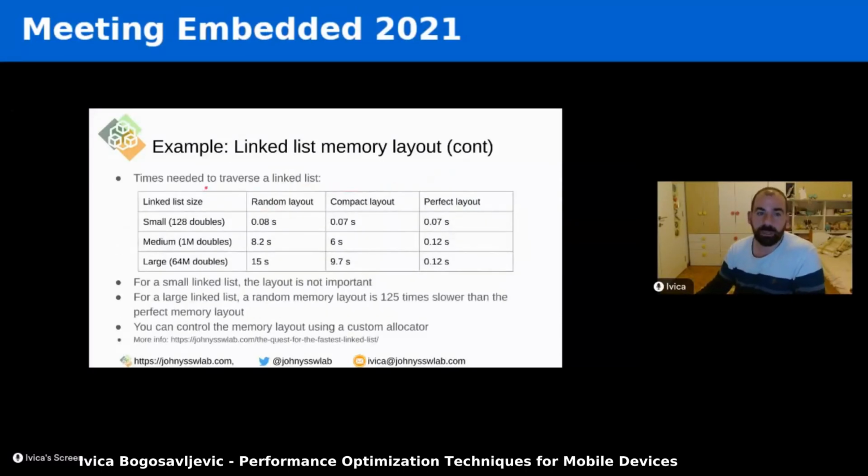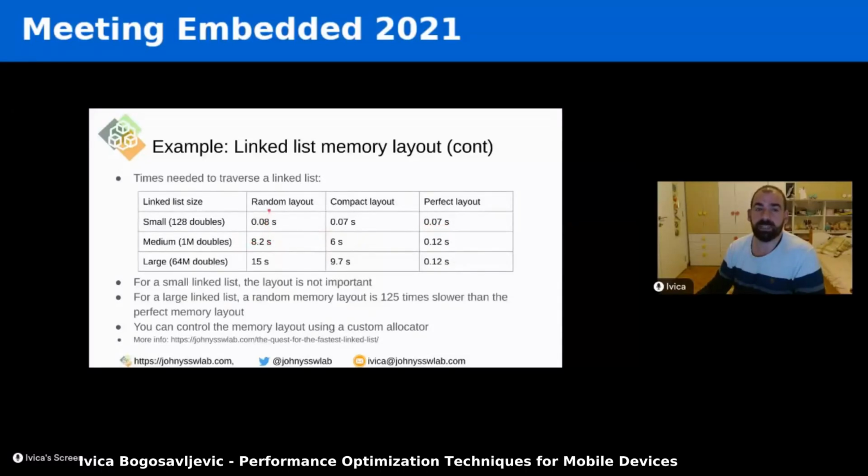So we measured for 3 sizes of linked lists. The small size had 128 doubles, medium has 1 million, and large has 64 million. And then we used 3 layouts: random layout, compact layout, and perfect layout. First, for the small linked list with only 128 doubles, the layout is not important. The numbers are almost the same. But for medium and for large, there is a huge difference.